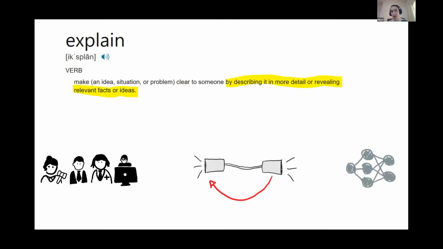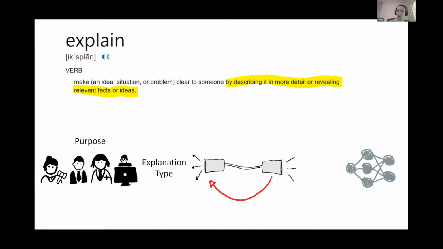And then we have this part of the definition that says describing it in more detail or revealing relevant facts or ideas. And in order to decide what is relevant and what the appropriate level of detail is, we really need to think about the purpose. Why are people using explanations? What questions are they asking? What are they trying to do? What are they going to do after they see explanations? And this question is crucial for us to decide what a good explanation is, whether we want explanations or not, and so on. Given a purpose, you have what I'm calling explanation type, which is what people actually see.